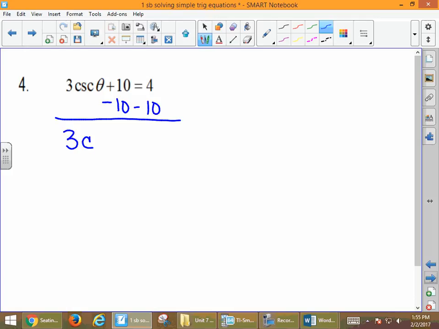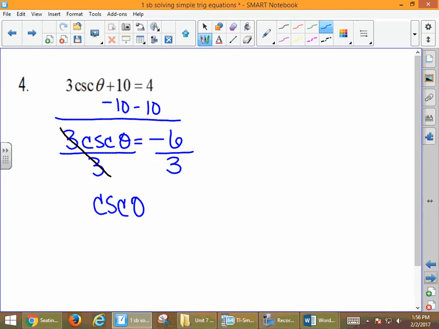So we get 3 cosecant of theta equals -6. Well, it's 3 multiplied by cosecant of theta, so our inverse operation is to divide. And once again, these 3's are going to cancel out, and we're going to be left with cosecant of theta. We've isolated the variable. -6 divided by 3 is -2.